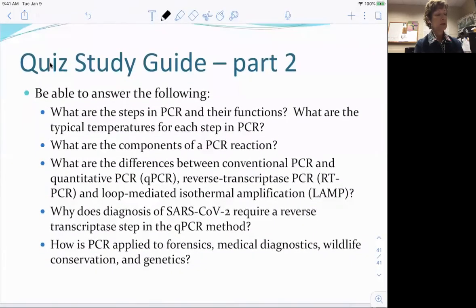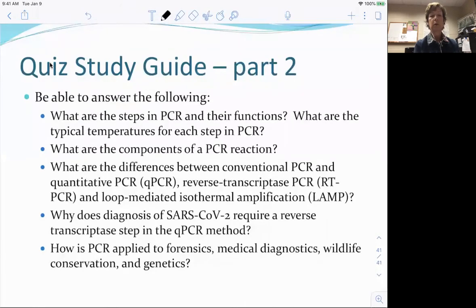And then some questions. So what are the steps in PCR and their functions? What are the typical temperatures for each step? What are the components of a PCR reaction? So what are the things you have to have in the PCR reaction to make it work? And what are the differences between conventional PCR, qPCR, RT-PCR, and LAMP? How does the diagnosis, or why does the diagnosis of SARS-CoV-2 require reverse transcriptase in the qPCR method? And some examples, how's PCR applied to forensics, medical diagnostics, wildlife conservation, and in genetics, and just biology in general.